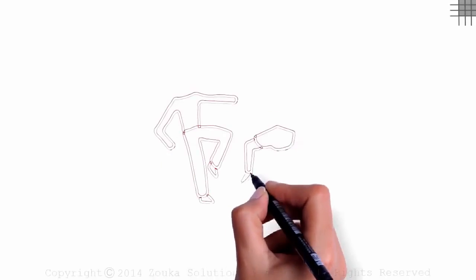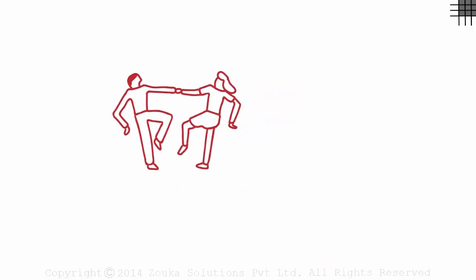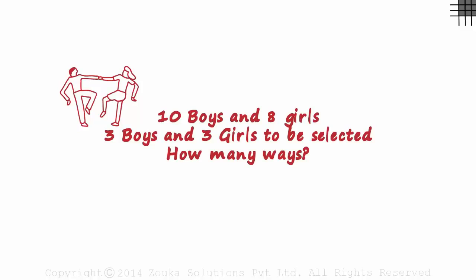There was an inter-college dance competition for which a few boys and a few girls were to be selected. So this is what we have with us. Out of the 10 boys and the 8 girls, 3 boys and 3 girls were to be selected. In how many ways can this be done?